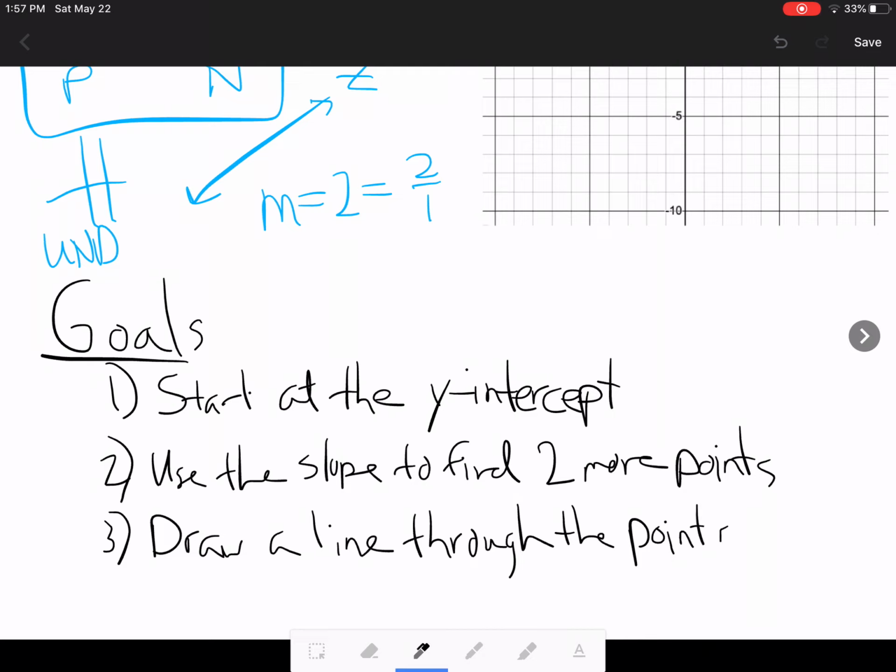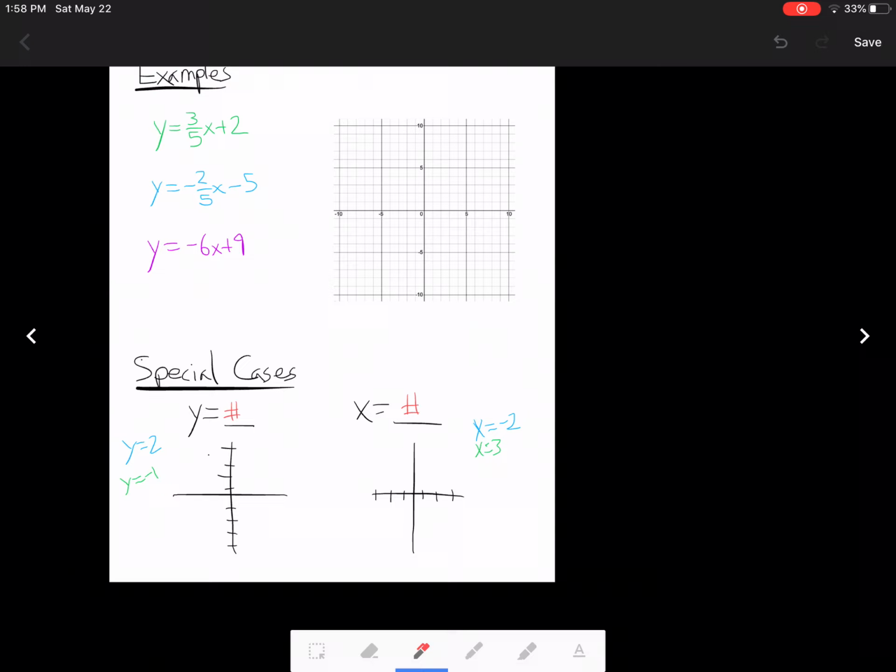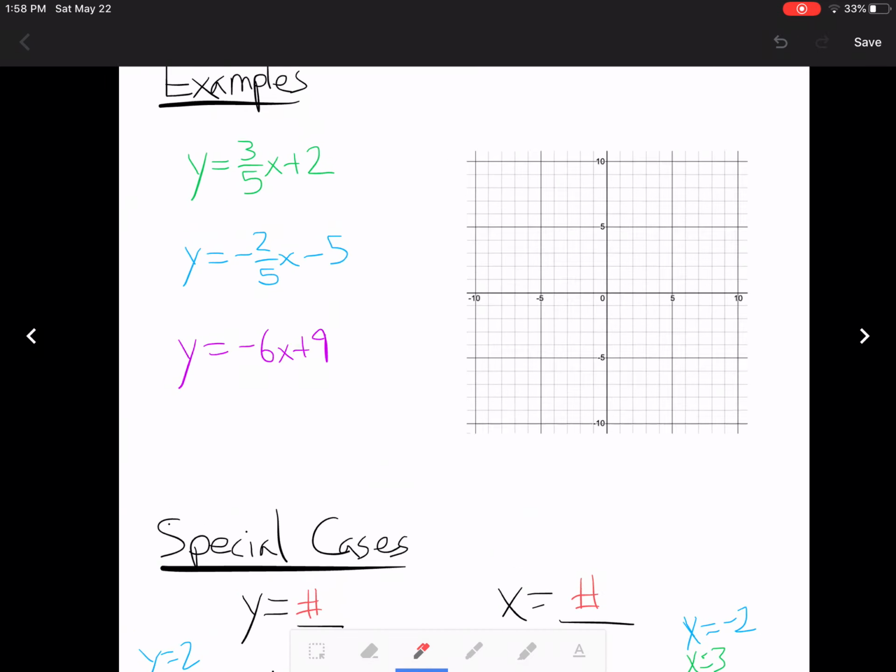Now let's just kind of talk about what this all looks like. Remember, slope-intercept form is y equals mx plus b. M is our slope, b is our intercept. The analogy I like to use is that this is our starting point, and then these are our directions for finding the next point. So let's keep that in mind, and let's go through a few examples. Those are our special cases.